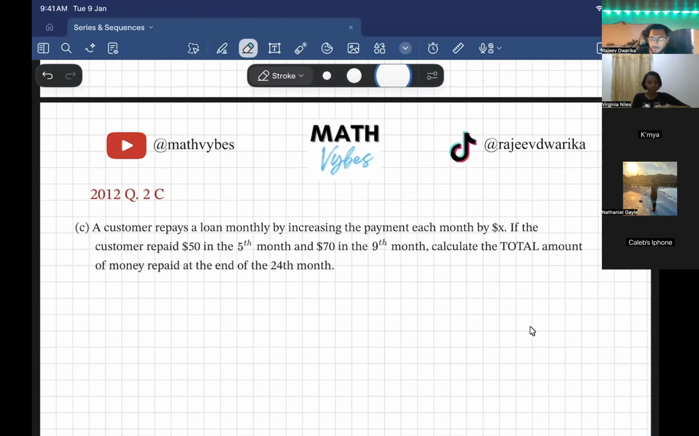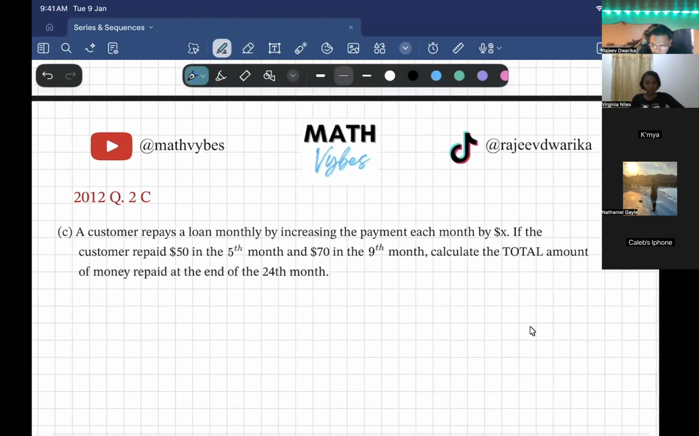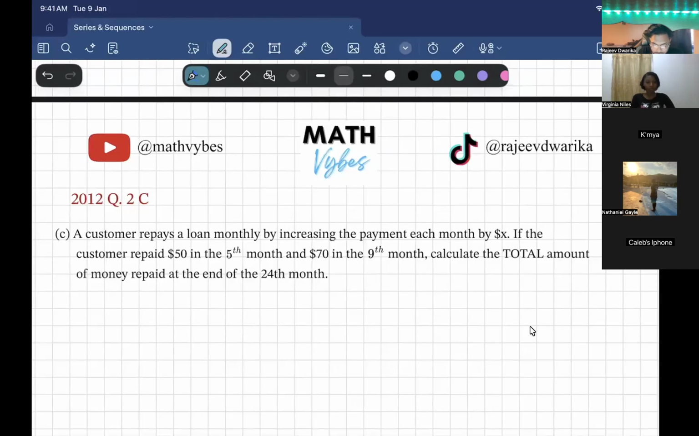A customer repays a loan monthly by increasing the payment each month by $X. If the customer repaid $50 in the fifth month and $70 in the ninth month, calculate the total amount of money repaid at the end of the 24th month. Okay, so first of all, do you think this is an AP or a GP? An AP, I agree. Remind me, what's an AP?